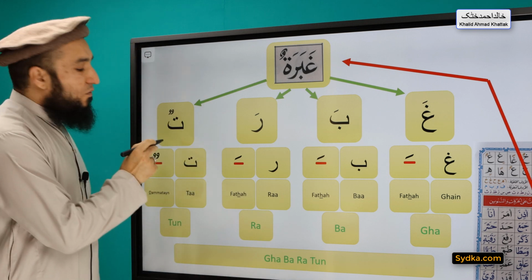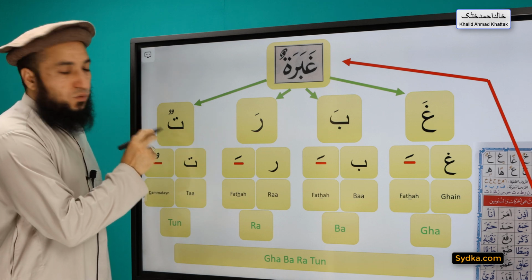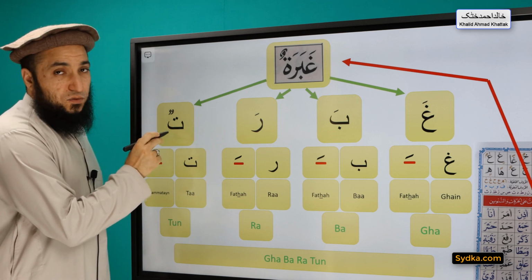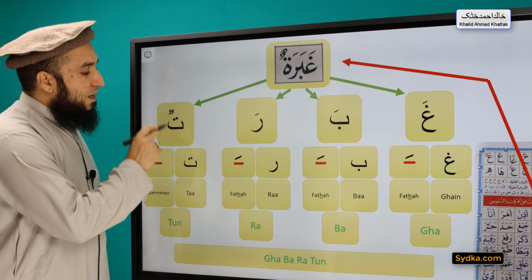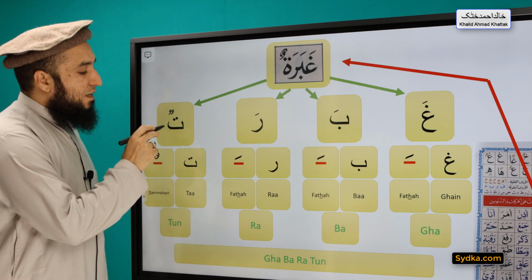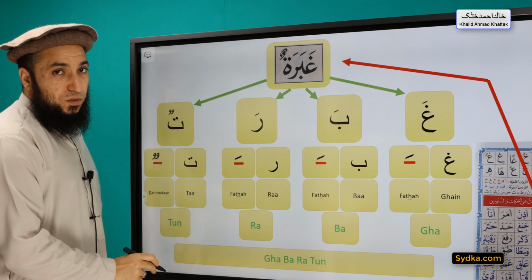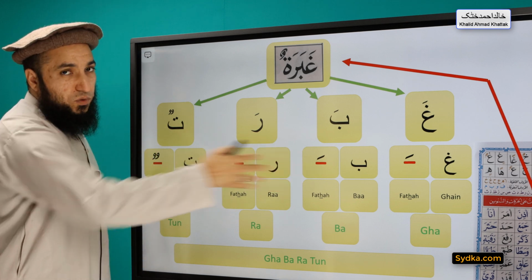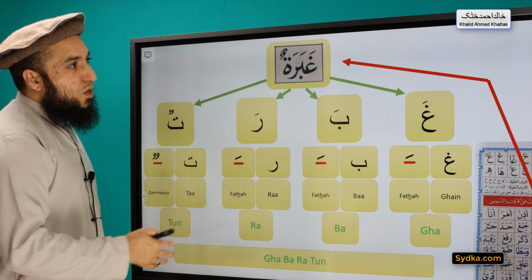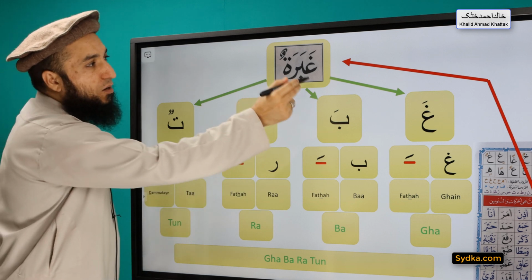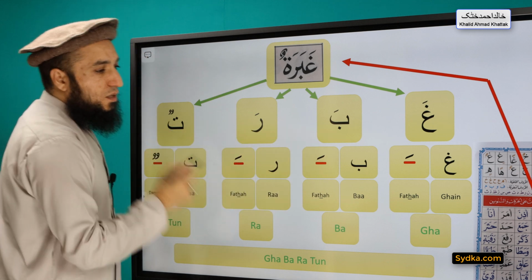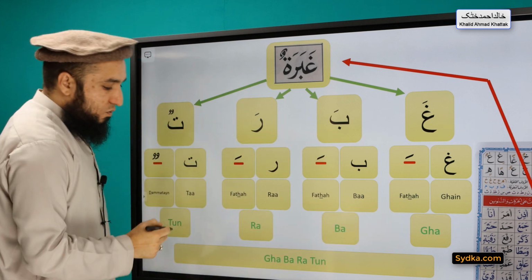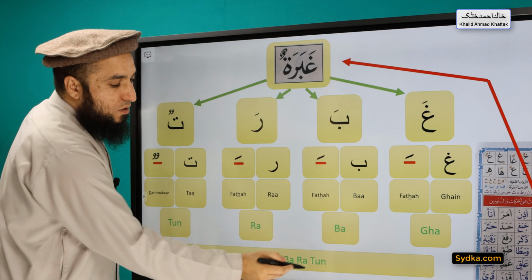The 4th syllable we have is ta dhammatain tun. Ta is not silent, and we have dhammatain on it. Ta dhammatain tun. So now we connect all these 4 syllables. We have غاباراتun.